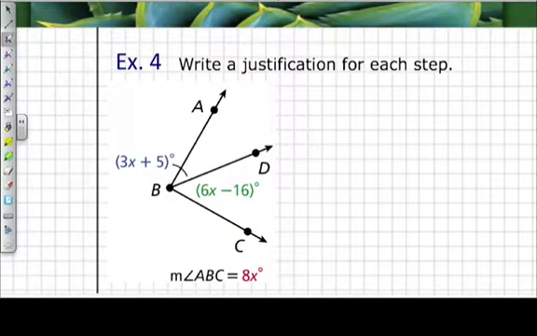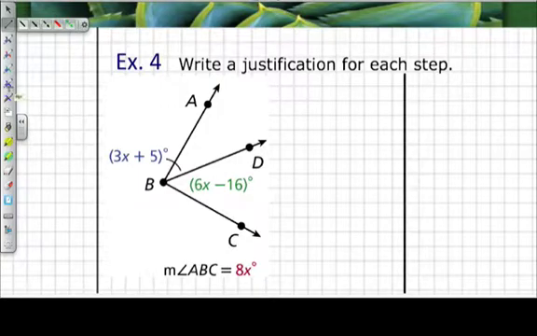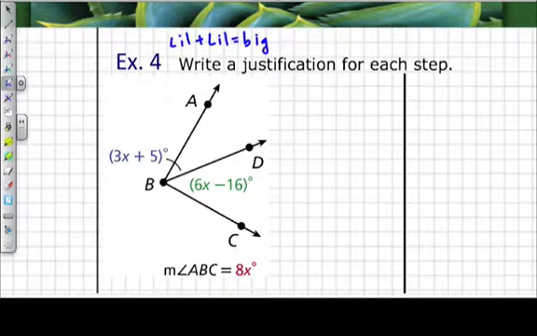All right, so let's do one more where we just solve for x and then we'll write a justification for each step in a similar way that we did last time. So we'll have our statements and our reasons where we provide ourselves a justification. First of all, with angles, we also know that little plus little equals big, but this time that's the angle addition postulate. Little angle plus little angle equals big angle.